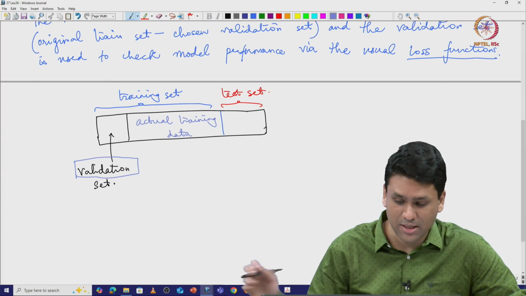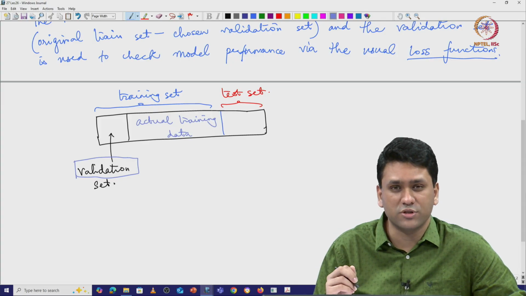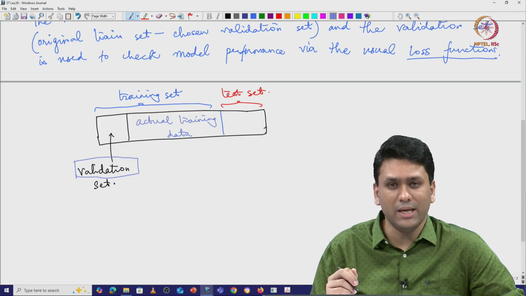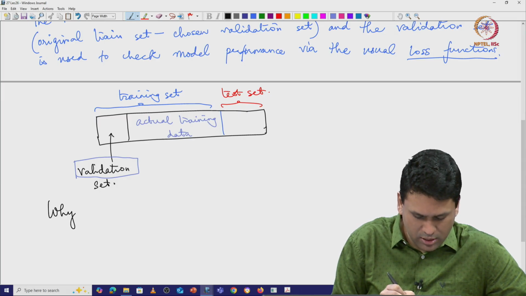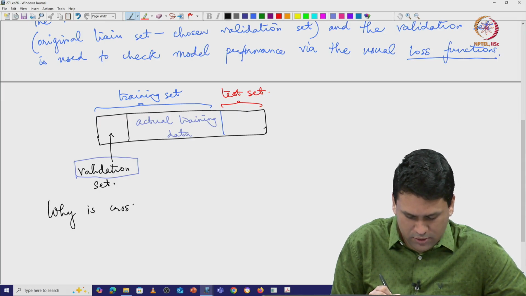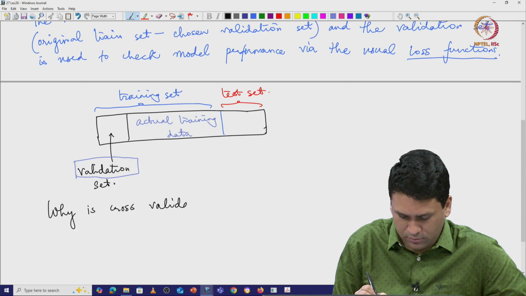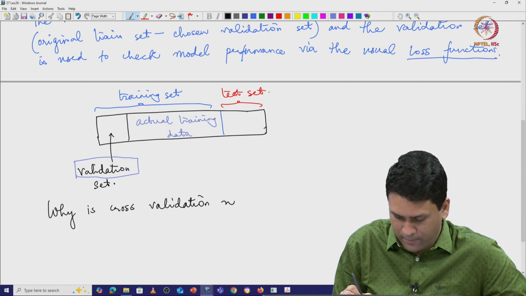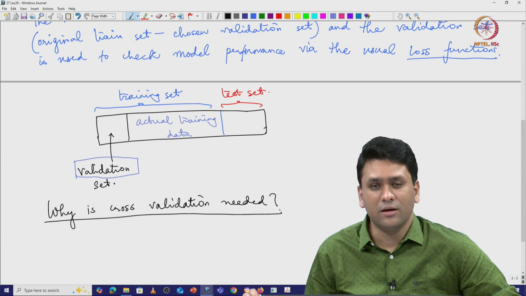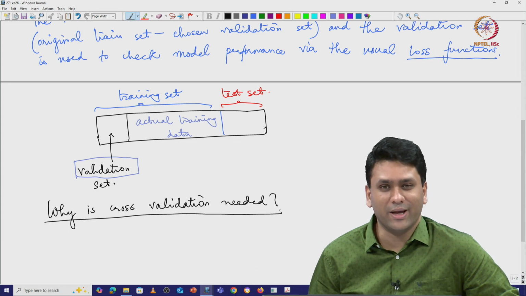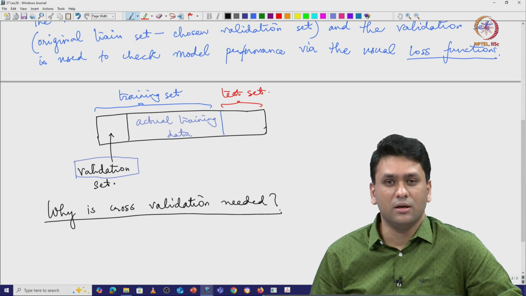Let us first understand why the cross validation procedure is so important, why do we need it. So we want to understand why is cross validation needed, right. So let us say you are a materials engineer or a mechanical engineer or an electrical or a civil or a chemical or biochemical engineer.